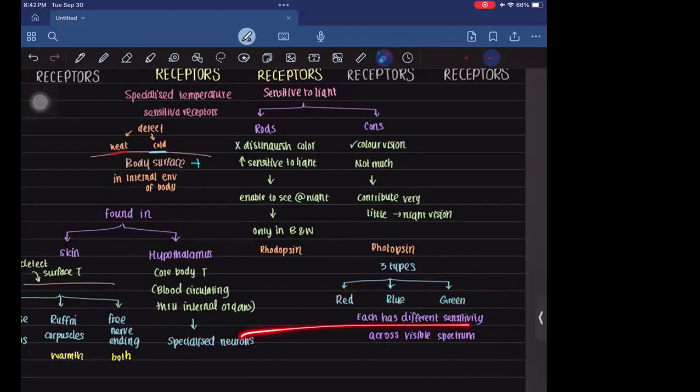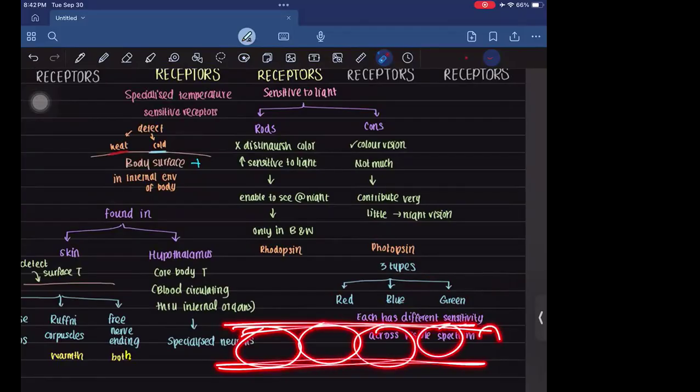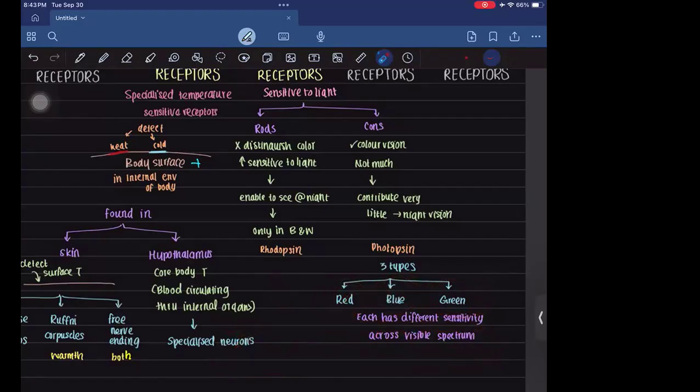Remember now, if you take the visible spectrum, it has a different range of colors, right? Each of these types of cones will have different sensitivity across the visible spectrum, which means, for example, if you are looking at a red color, the particular type of cone which is responsible for detecting the red color will be sensitive at that moment. So each of the three types will have different sensitivity across the visible spectrum depending upon the color they are going to detect. That is how we have three types of cones.